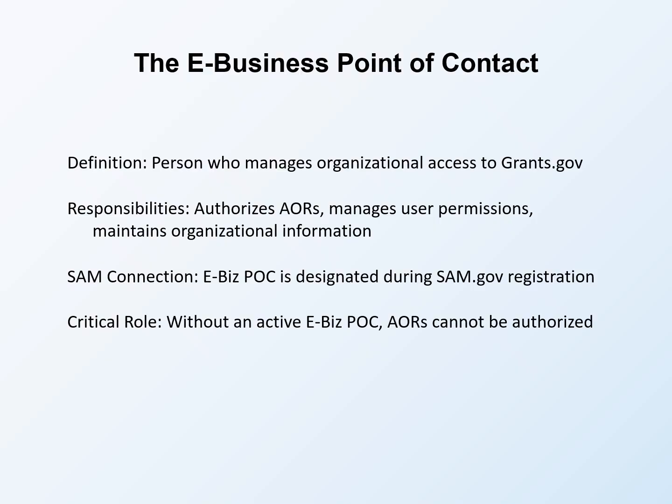Responsibilities include authorizing authorized organization representatives, managing user permissions for all staff who need system access, and maintaining accurate organizational information. When someone needs AOR authority, the EBiz POC grants it. When someone leaves or changes roles, the EBiz POC updates permissions.